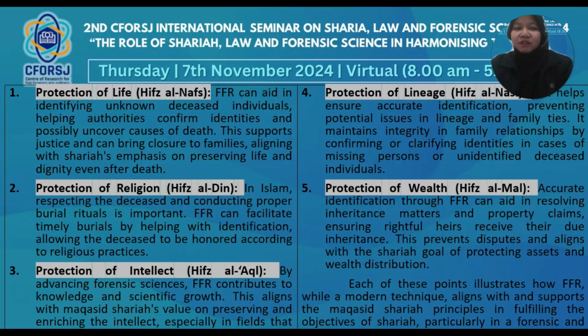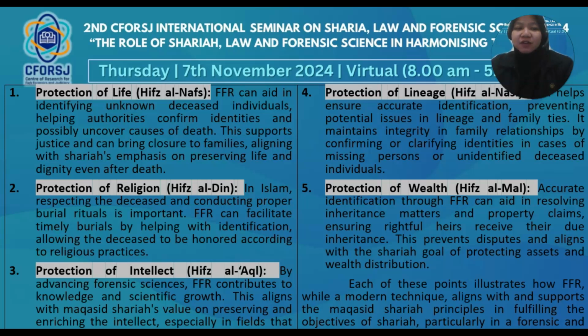Number 2, protection of religion, Hifz al-Din. In Islam, respecting the deceased and conducting proper burial rituals is important. FFR can facilitate timely burials by helping with identification, allowing the deceased to be honored according to religious practice. For example, Salah Janazah.